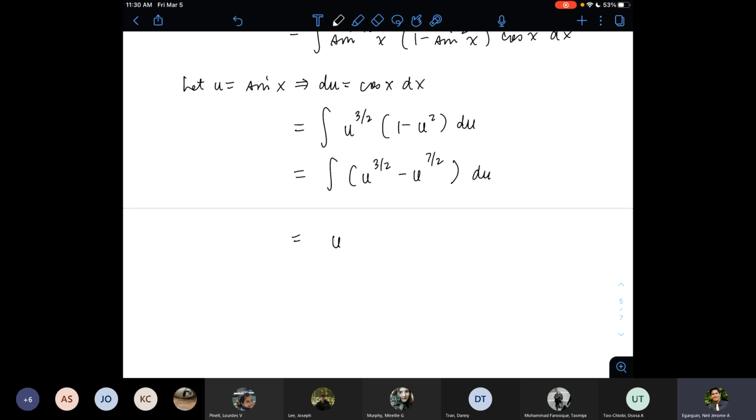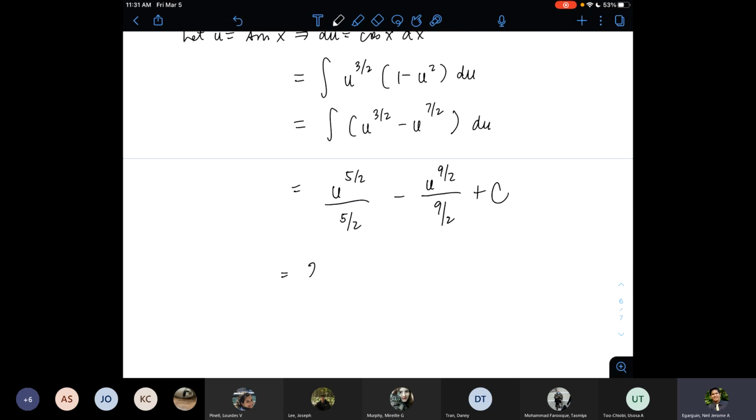So we'll have u to the 5/2 all over 5/2 minus u to the 9/2 all over 9/2 plus c. And then we'll have 2/5 u to the 5/2, but u is sine x, so we'll have this minus 2/9 sine to the 9/2 of x plus the arbitrary constant c. All right. Okay, so that's what you do whenever you see an odd power in your problems, right? Actually, it's easier than having to deal with both of them being even.